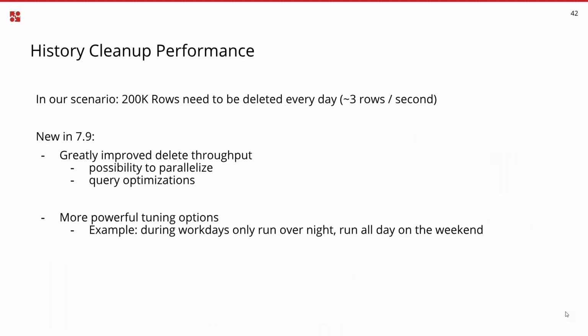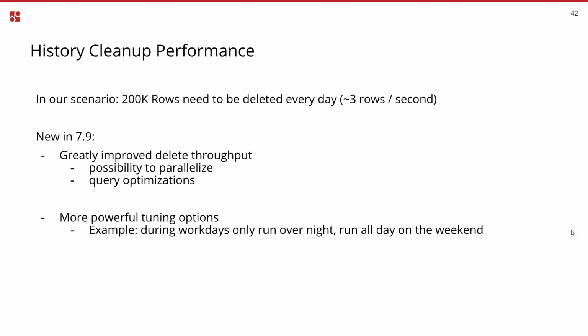All right. So the history cleanup in Camunda was already there before 7.9. What is new now with 7.9 is the performance, because it can be a challenge to delete data at the rate that we need to delete it at. For example, in my scenario here, we said that every day we need to delete 200,000 rows. If my calculations are correct, that is about 3 rows per second. That doesn't sound like much, but we already said that real life scenarios can be considerably more than 1,000 workflow instances per day. So what is now possible with 7.9?